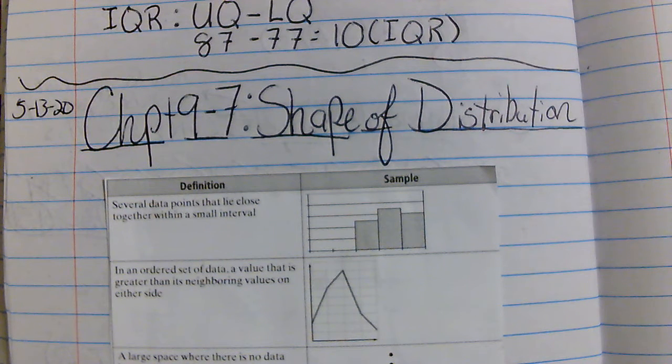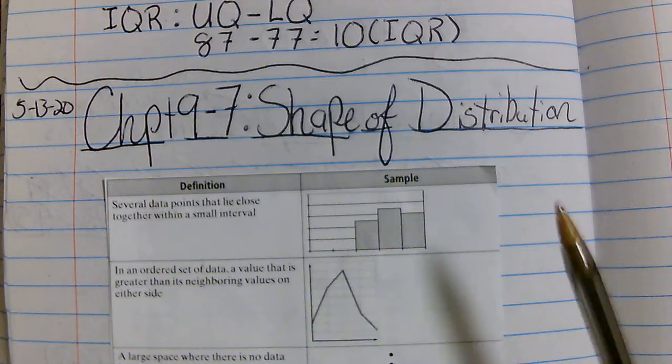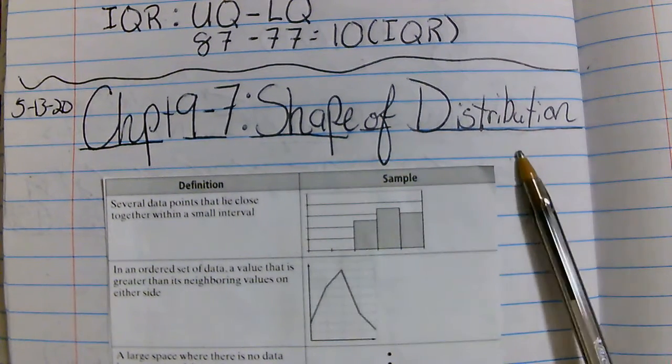Good morning, 5th grade. We are going to go ahead and move on to the next section of Chapter 9. The title of this section is called Shape of Distribution.